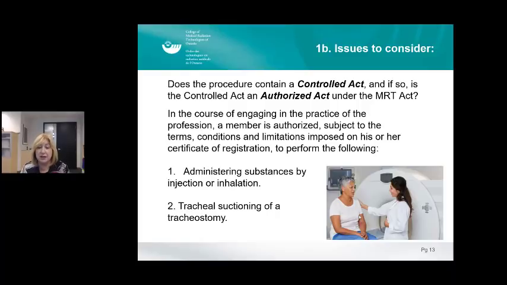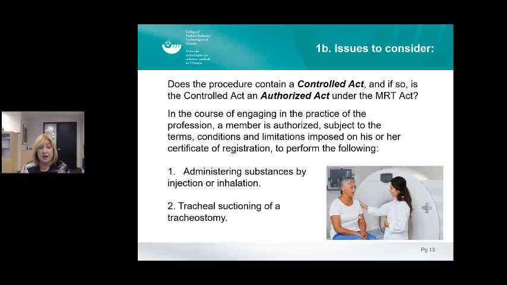So for medical radiation and imaging technologists, and these don't change under the MRIT Act, they stay the same, we are authorized to do 5 of the controlled acts, or we have 5 authorized acts. And it says in the course of engaging in the practice of the profession. So that's engaging in the practice of the profession as it's defined by the scope of practice statement that we just looked at in the previous slide. A member is authorized subject to the terms, conditions, and limitations imposed on their certificate of registration, and we'll look at that in a minute, to perform the following.